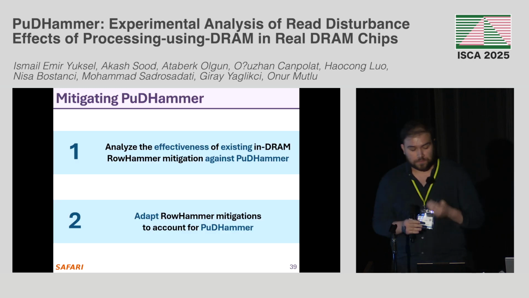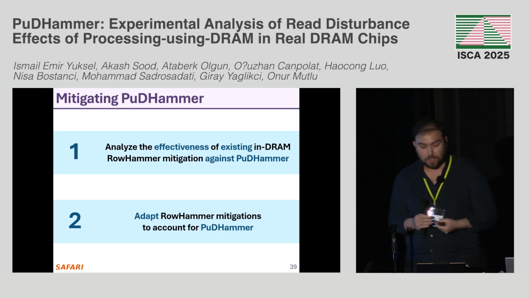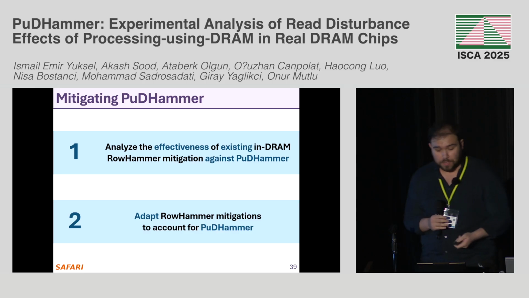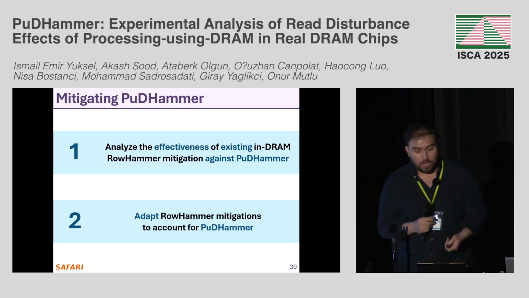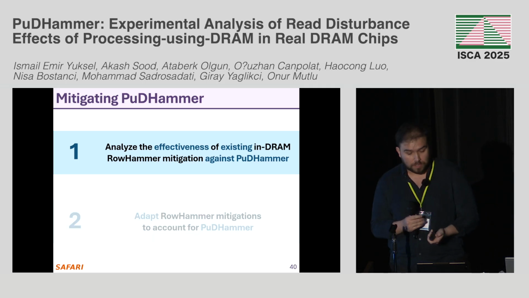Now we take a two-step approach. First, we analyze the effectiveness of existing in-DRAM RowHammer mitigation employed in DDR4, TRR, against PuDHammer. And second, we try to adapt RowHammer mitigations to account for PuDHammer bit flips. Let's see the first one.